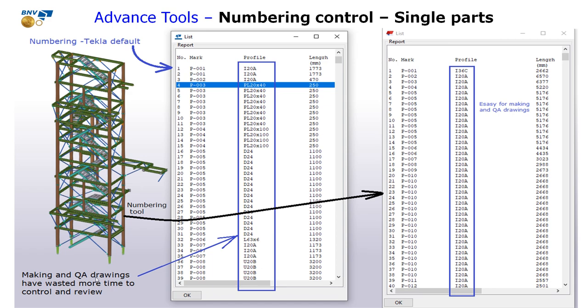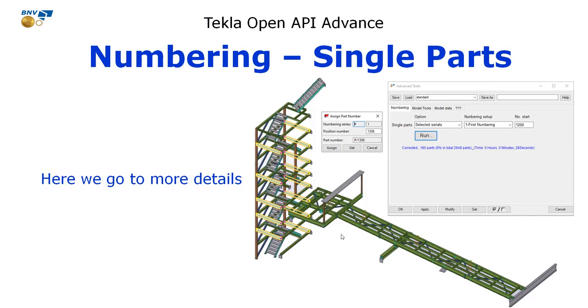This makes our QA drawing waste more time to control and review. We make a numbering tool to control all the bar marks following profile, length, bow or chamfer, which makes it easy to produce QA single bar drawings that look more professional. Now we go into more detail to understand how we do it.